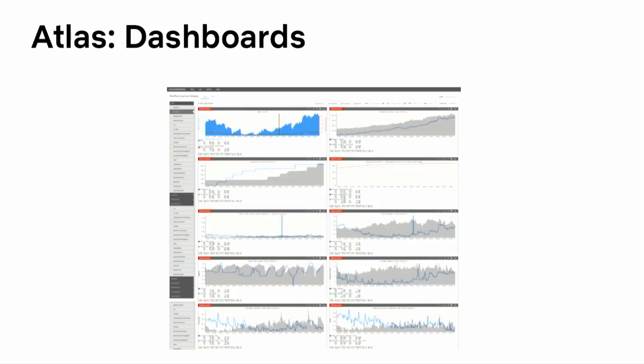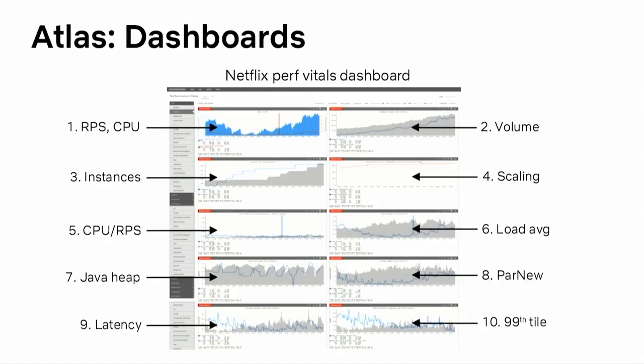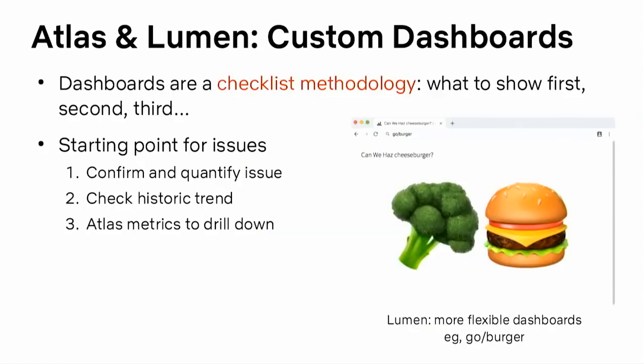Many of them will link to dashboards. We make sure every service team has dashboards, and we make big use of dashboards. Here's an example of the Netflix Performance Vitals dashboard, where we go through different metrics. That's one I tend to use a lot. Dashboards themselves are another example of a methodology, a checklist methodology. Because when you're building it, you're choosing, what am I going to show people first? What am I going to show people second? And you're making that evaluation of what's most important and what's the sequence you want people to look through.